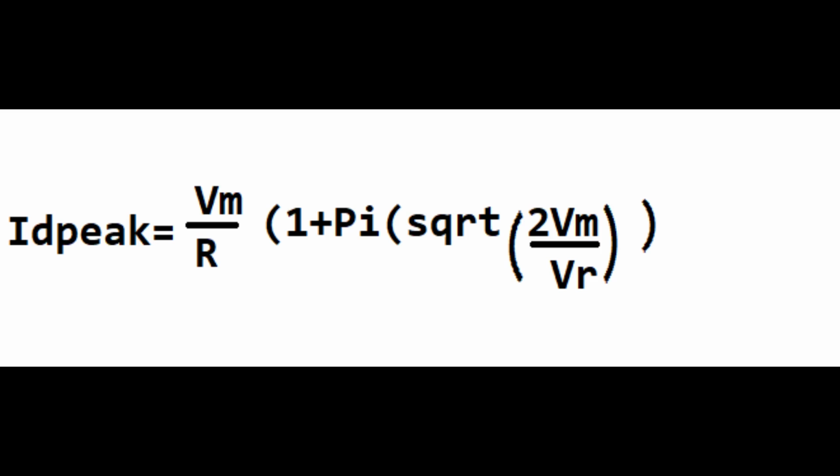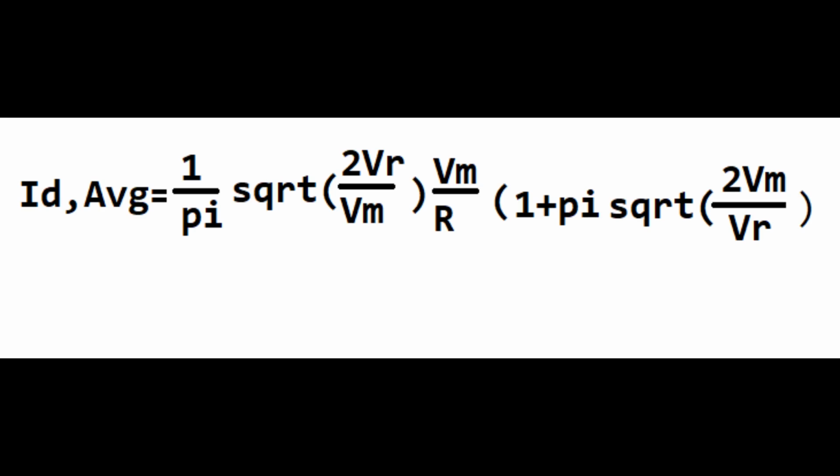To find the peak diode current, we use the equation voltage max divided by resistance times the quantity 1 plus pi times the square root of 2 times voltage max over the ripple voltage. And that gives us a value of 26.65 amps as our peak diode current.